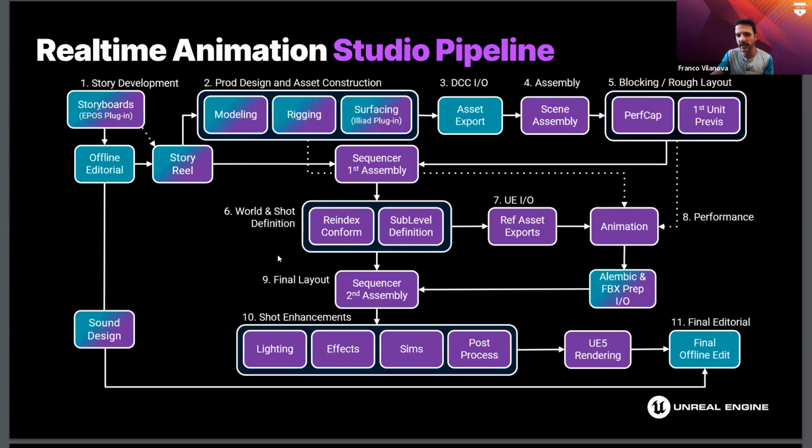So we start defining our worlds and our shots. Our sub-level definition is also important. We're referencing asset exports and doing animation. We're coming from performance and creating this animation and setting it up in our sequencer. If we need to, we can play with Alembics and FBX preparations. And then we're starting to get close to our final layer, right?